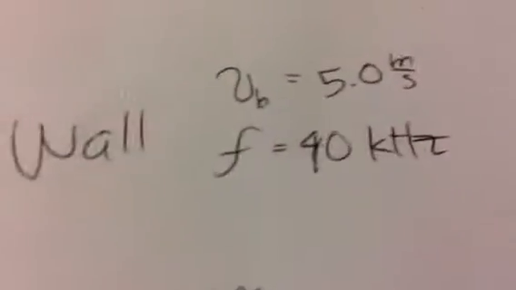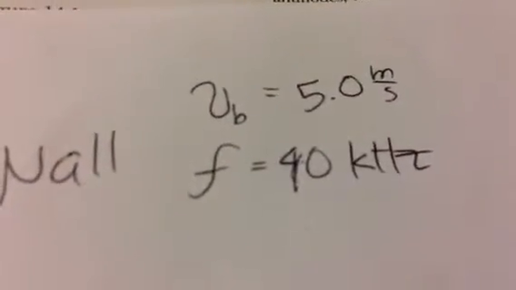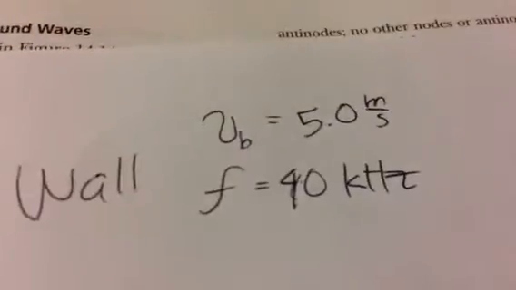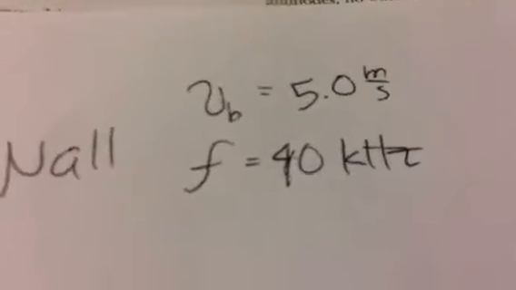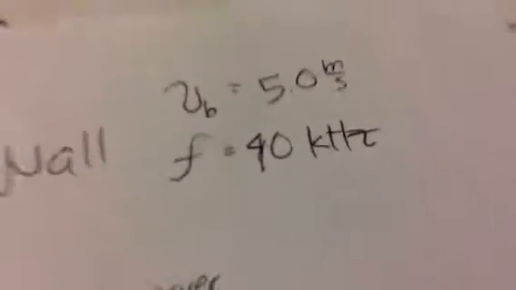So, first thing I did was I listed the given values. The velocity of the bat is equal to 5 meters per second. And the frequency is equal to 40 kilohertz, the frequency at the source. That's very important because these variables will change once, I think, in the problem.